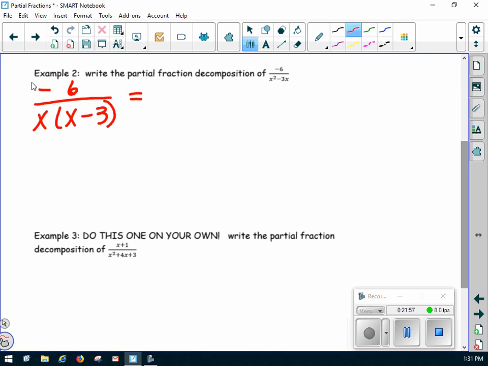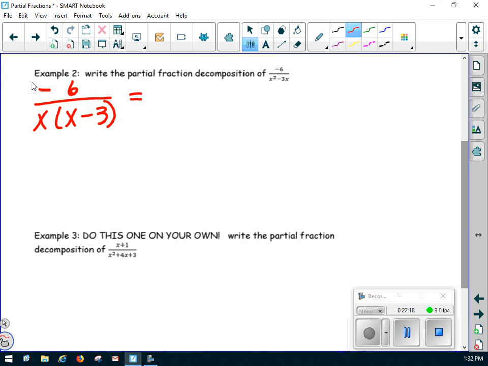Okay. We're going to walk through this slowly and carefully. You get it. I promise. Students can do partial fractions. It just takes a few examples. Just take some practice. How many factors are in the denominator? 2. There are 2. What are they? X and x minus 3.